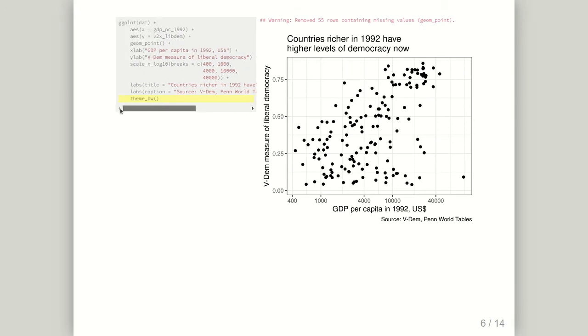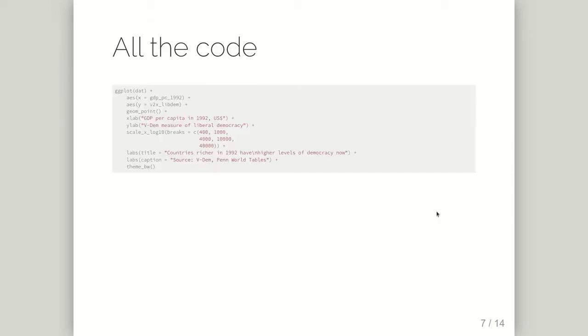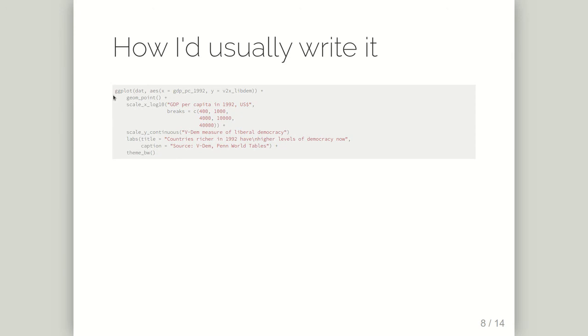Last thing I do is I theme my plot. This is a very minimalistic theme. It's just drawing a box around the plot element. There is all of the code that I've used in one screen without any formatting. I've broken it up so that you can see what each individual element does. I'd normally write it in a slightly more compact form, but it doesn't really matter. And there are lots of ways of achieving the same outcome with different code.